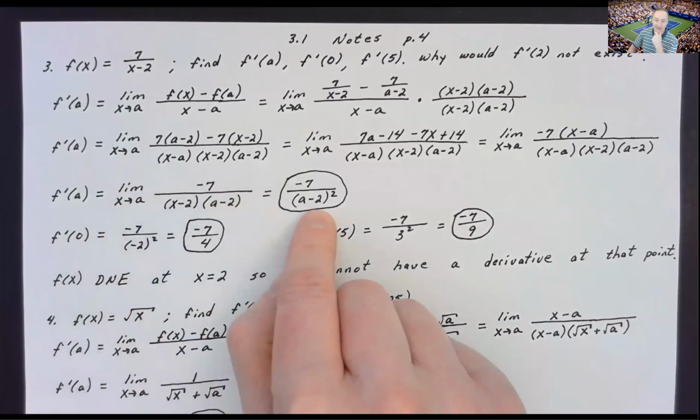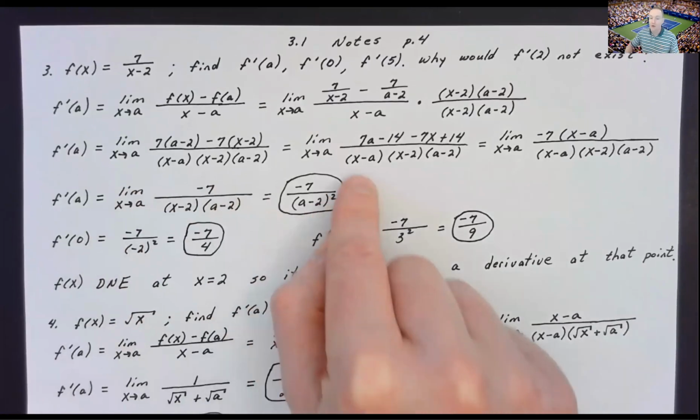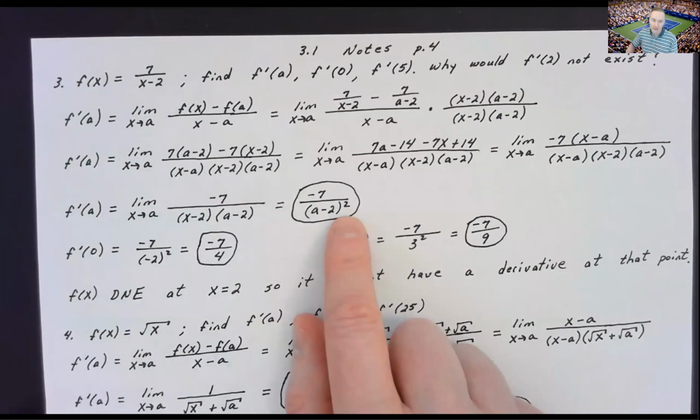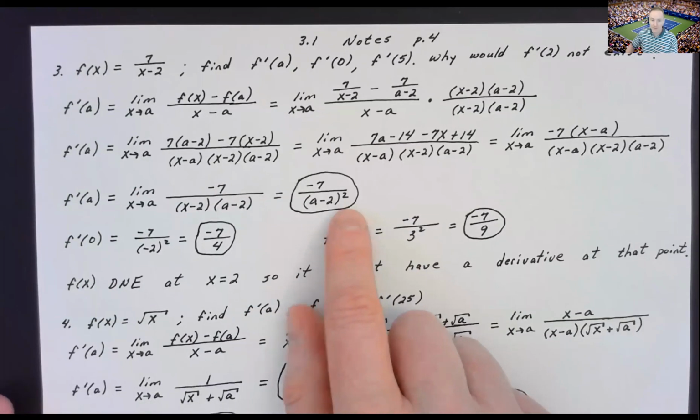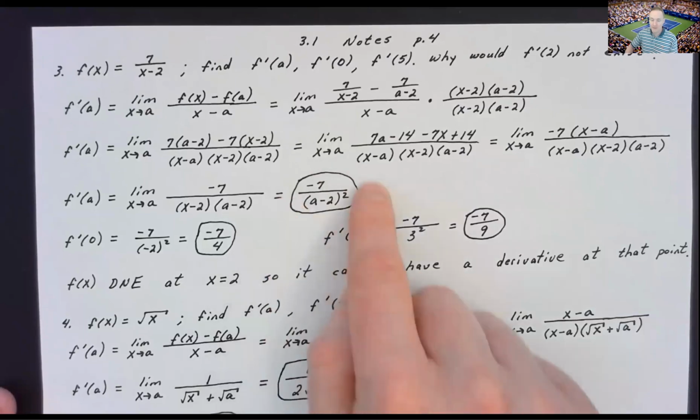That's better written as negative 7 over a minus 2 quantity squared. That is our gorgeous algebraic definition of a derivative answer for f prime of a if f of x is 7 over x minus 2. We can say our derivative is going to be negative 7 over a minus 2 squared.